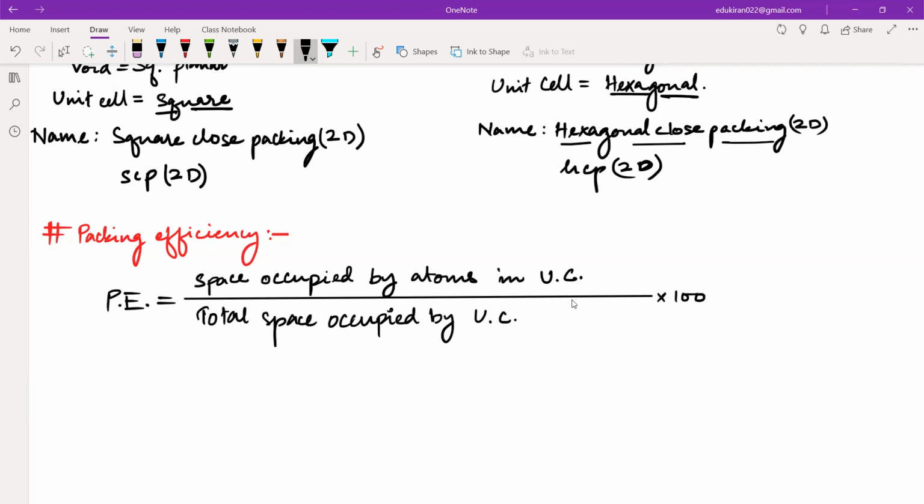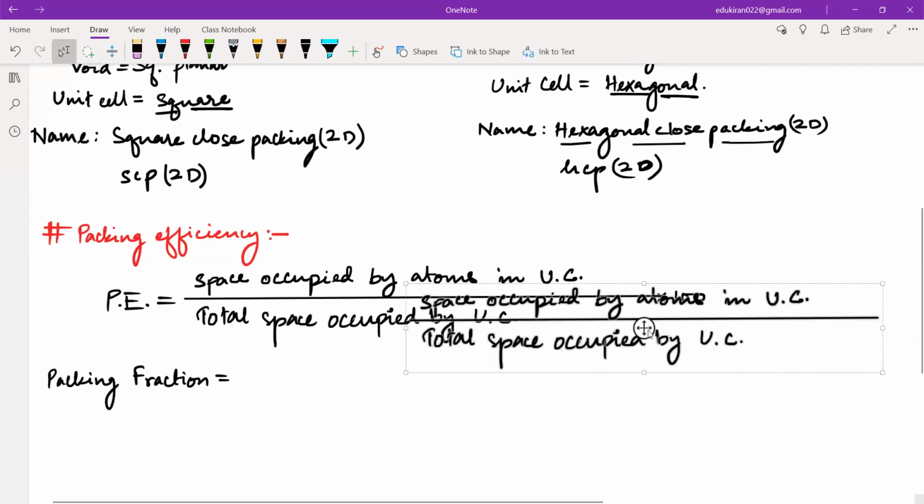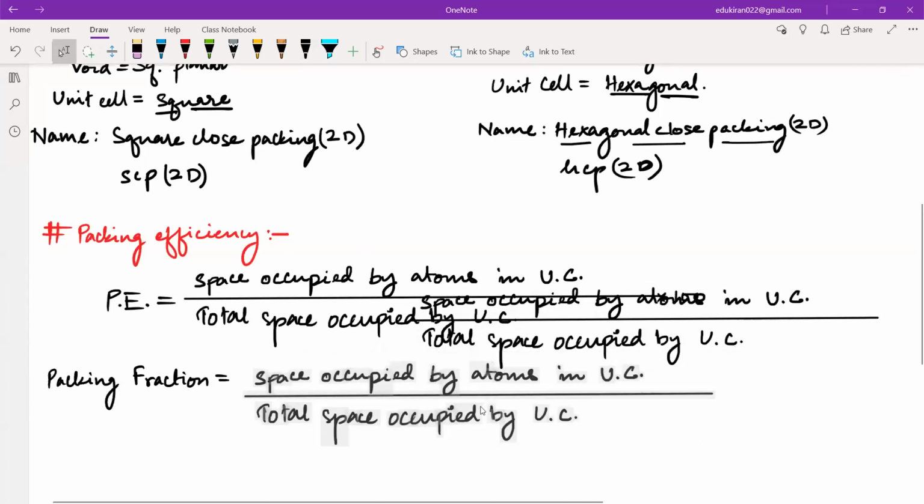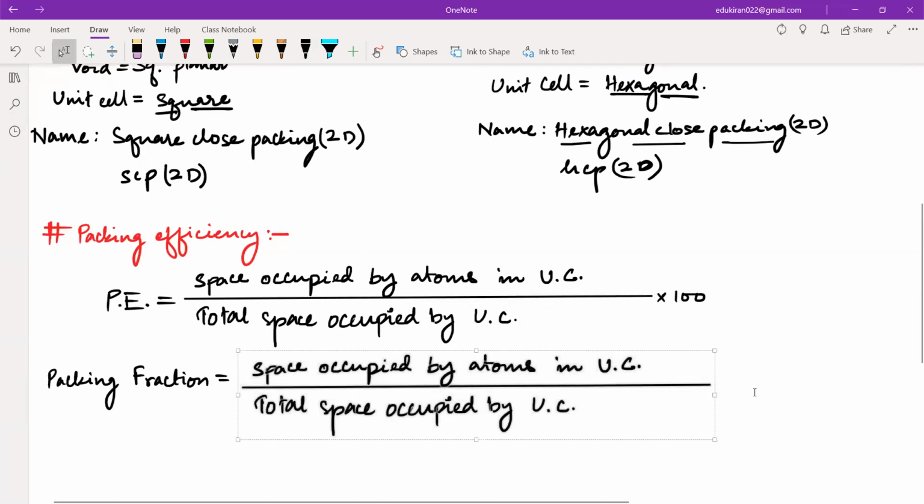There is another term which is very similar to packing efficiency. It is known as packing fraction. So it is packing efficiency without the 100. Okay, just packing efficiency without the 100. So you will get a fraction.